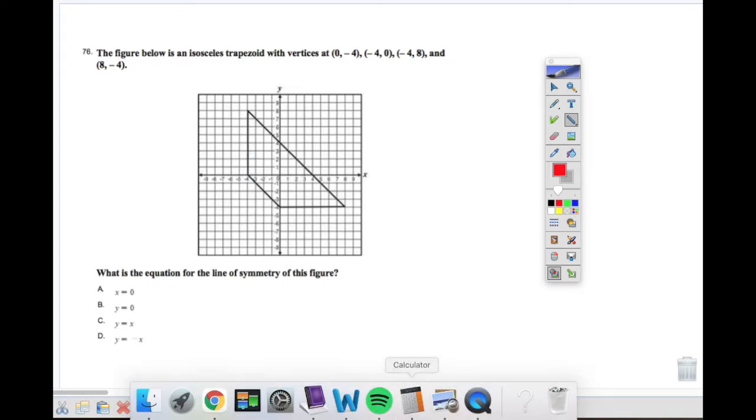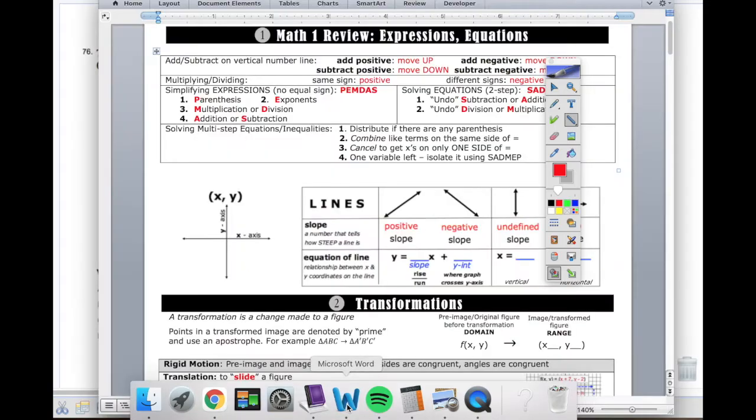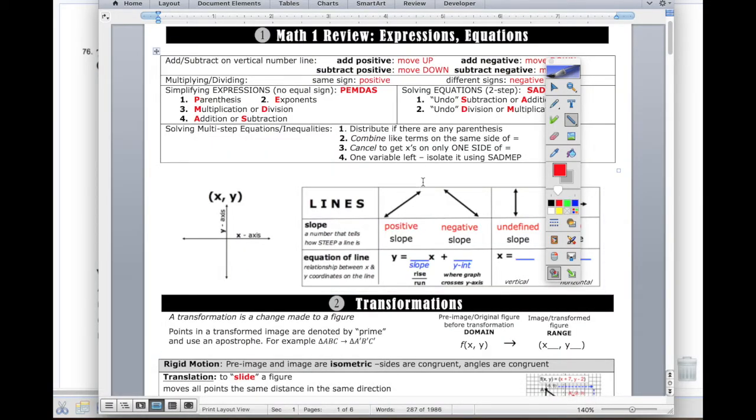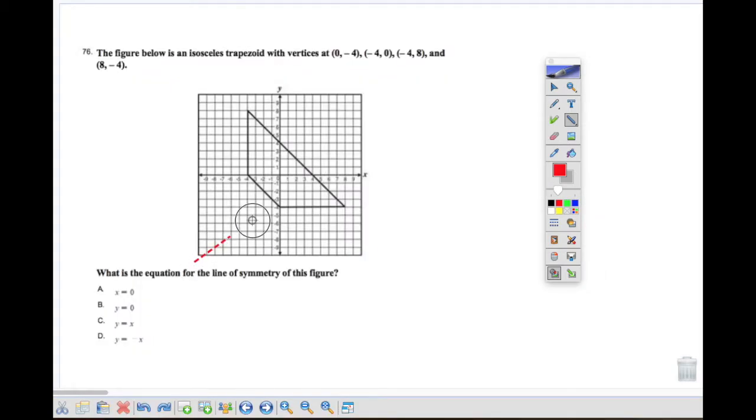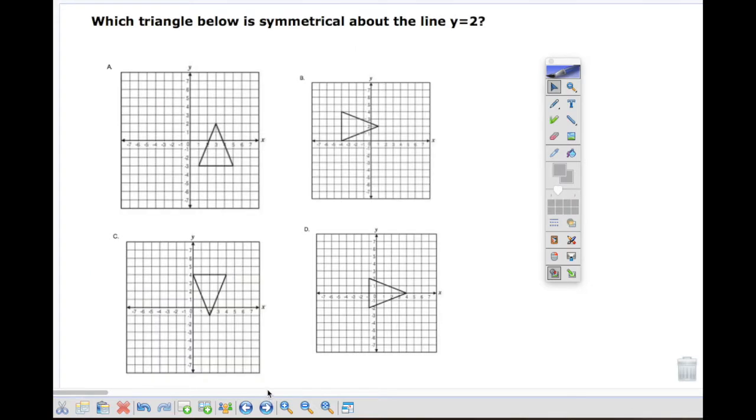Y equals x. It's important that you know which ones are positive and which ones are your negative slopes. Positive goes this way, negative goes in this direction. Y equals x would be this line right here. And does this have symmetry about that line? Yes, it does. Y equals negative x goes in the negative direction. That's where all of the y's are equal to the negative x. Does this line have symmetry? No, it does not.